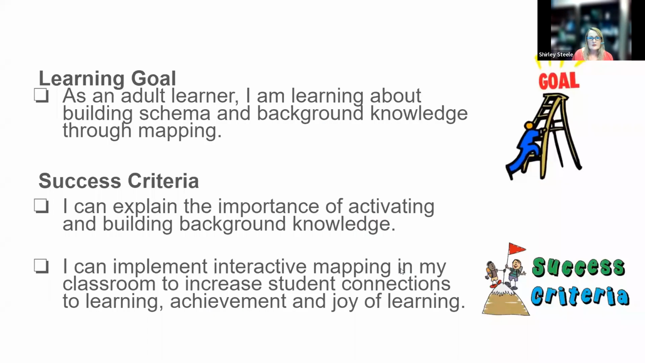Moving right along. Our learning goal today, as an adult learner, is learning about building schema and background knowledge through mapping. Our success criteria will be to explain the importance of activating and building background knowledge, and you will be able to implement interactive mapping in your classroom to increase student connections to learning, achievement, and the joy of learning.